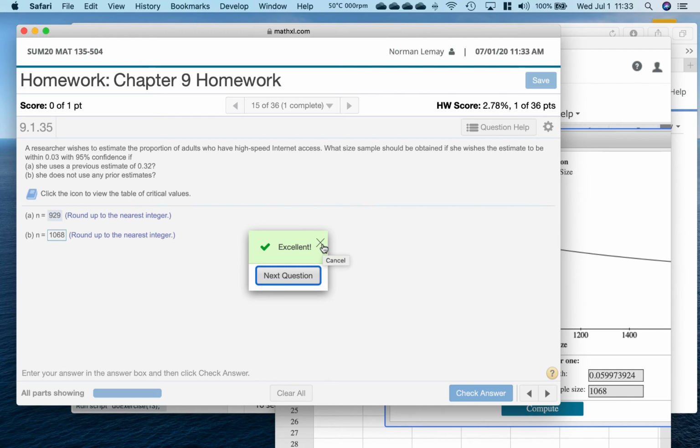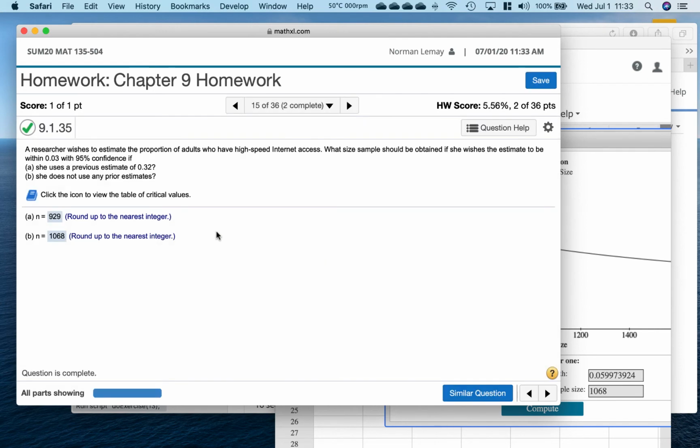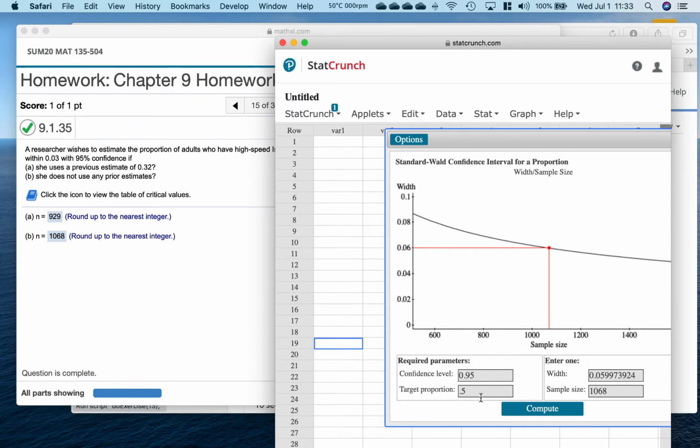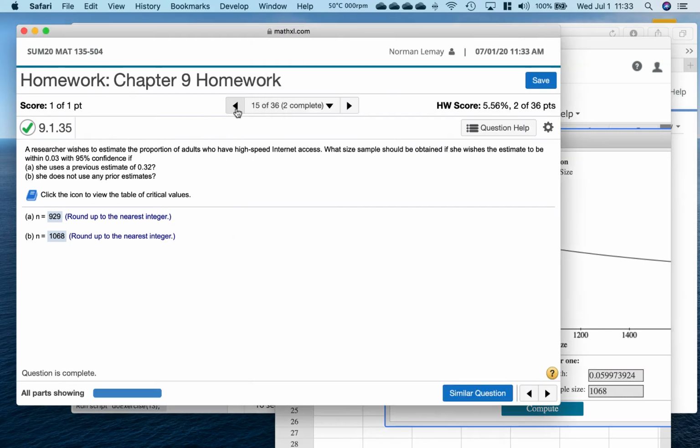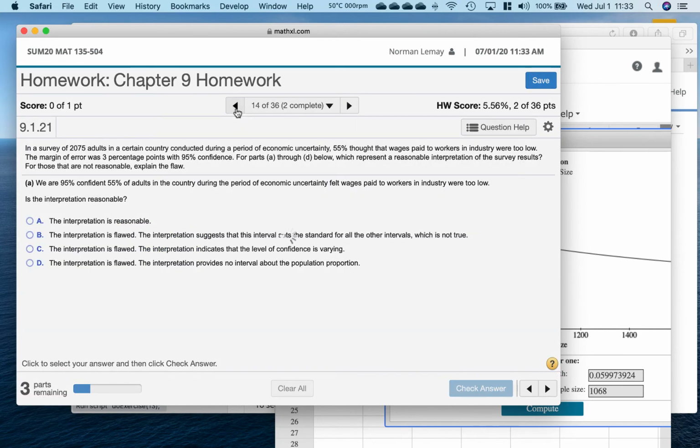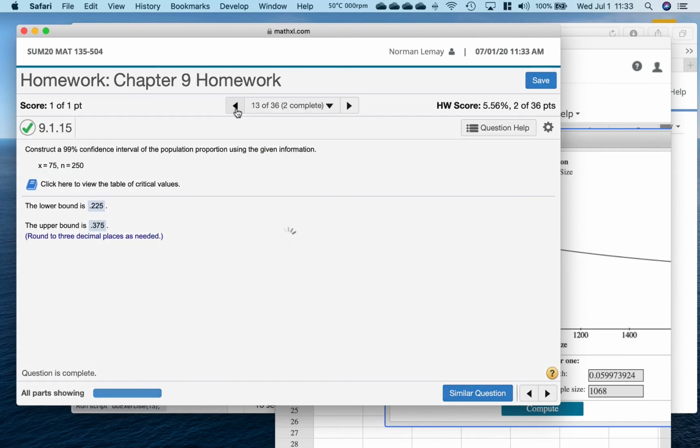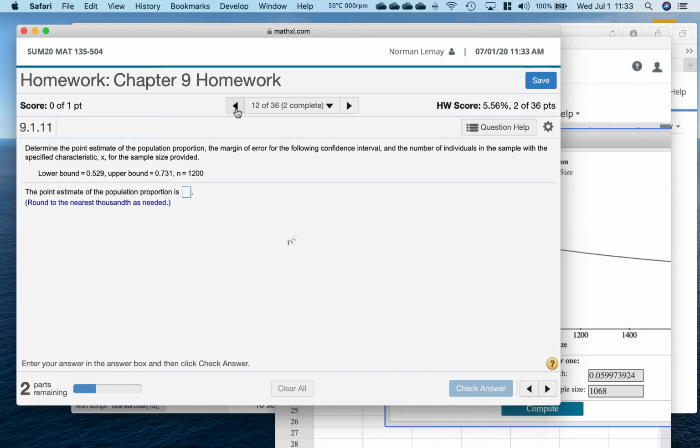So this is how you can use StatCrunch to do these. Please remember the little tricks: here is your target proportion if you have a previous estimate, and for this one over here, don't forget you have to double the width.